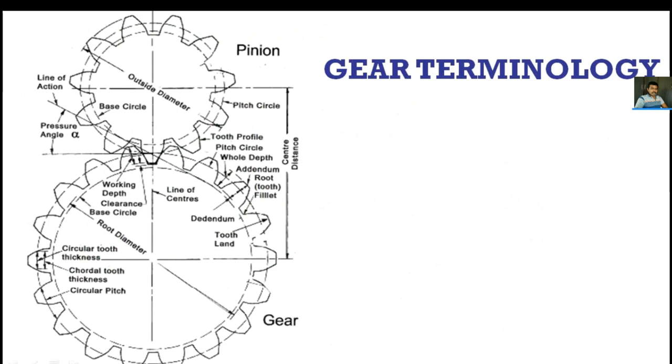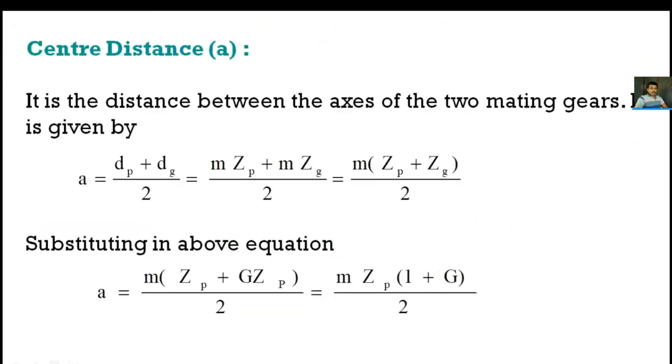But D can be expressed in terms of number of teeth. So m zp plus m zg by 2. Now you can express a is equal to m zp plus zg by 2. So you can replace zg with zp. Zg can be expressed in terms of gear ratio. Zg is equal to G into zp. So m zp into 1 plus gear ratio by 2. That's how the center distance in the gear drives can be expressed in terms of module, gear ratio and teeth on one of the gear wheels.